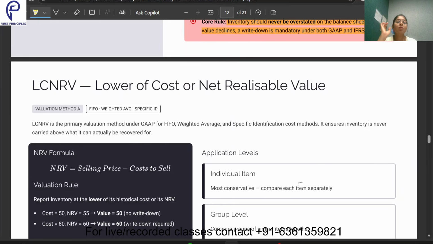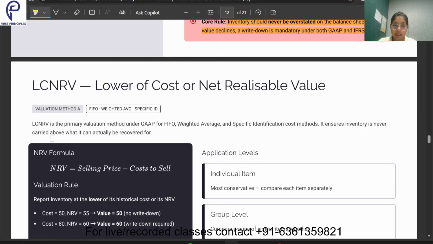Now we have the valuation method. As we know, the primary valuation methods are FIFO, LIFO, and the weighted average method. But when we have to find the value of my inventory, like the actual value that I should report on my balance sheet, how do we calculate that? There are basically 2 methods. One is LCNRV, one is the LCM method. What is LCNRV? Lower of cost or net realizable value.